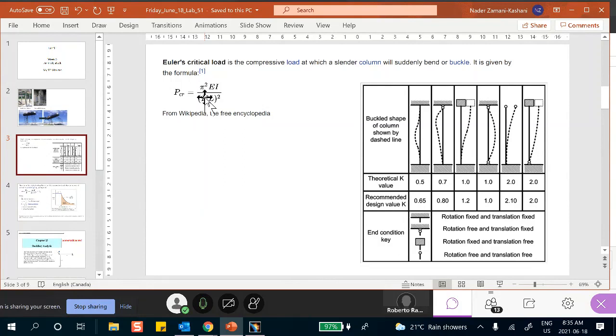However, depending on how the supports are, you put a multiplier here. For example, if it's simply supported like that, pin and pin, your K is 1. On the other hand, if it's clamped, your K is 0.5. And this KL is called the effective length.